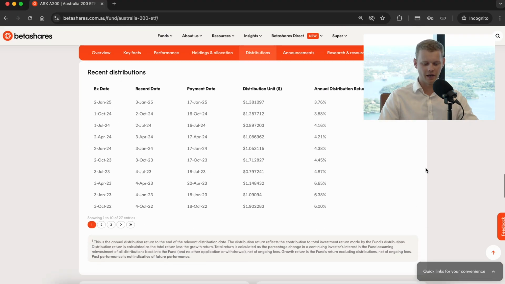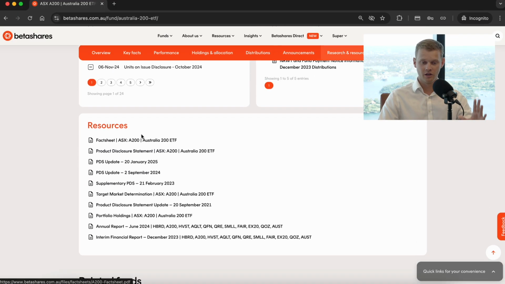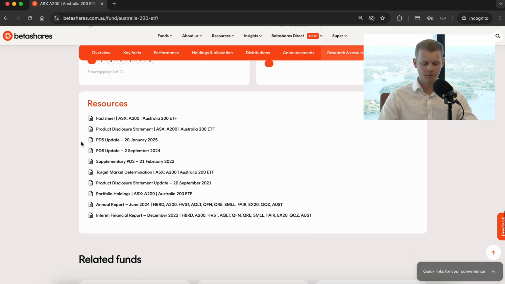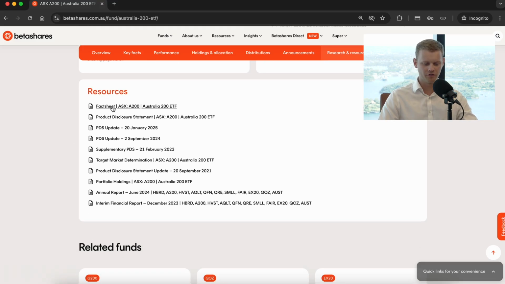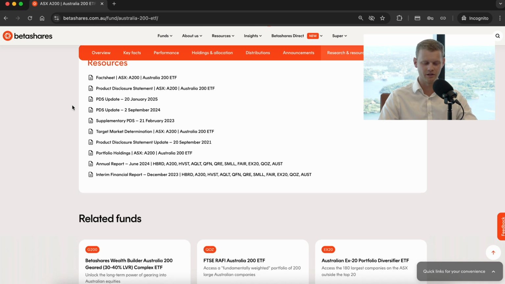Moving further down the page, you can see we've got some great resources here. So the web page itself is a great resource, but if you want to dig a bit deeper, we've got the fact sheet, which gives you a high-level overview of the fund. We've also got the product disclosure statement. Look, that is important to read. It's got all the information. In particular, section 3 has the fund information, the index information. So I really like to read that.